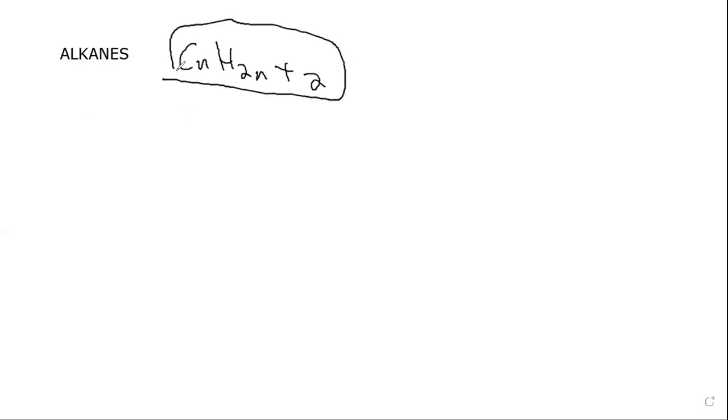So the general formula for alkanes is CnH2n+2. C stands for carbon. When I say general formula, I mean it shows the exact number of atoms of each element. So right here, this is the general formula.